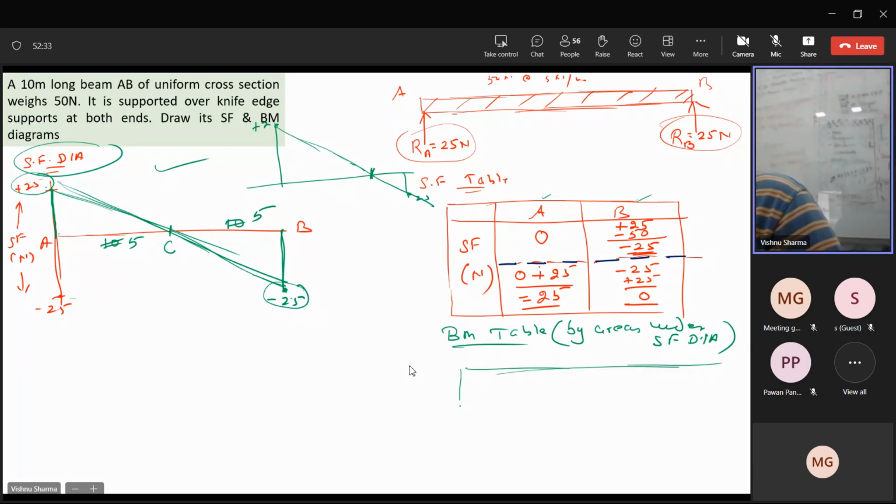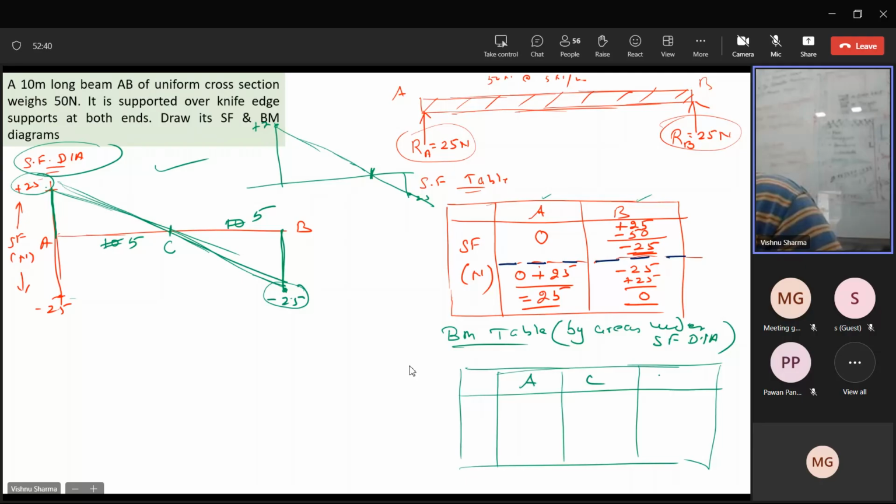We have to make it for minimum 3 points. And those 3 points in the order are A, C, B. My BM will be in Newton meters. Guys, what will be the BM at 0 based on our discussion in the last lecture, previous question? BM at 0, BM at A?